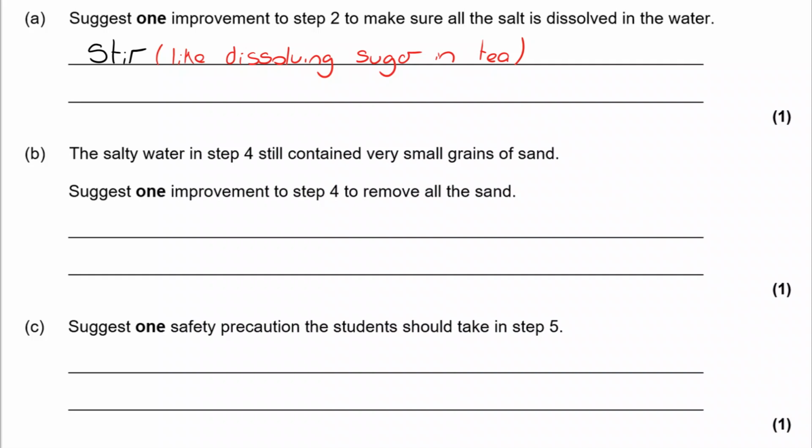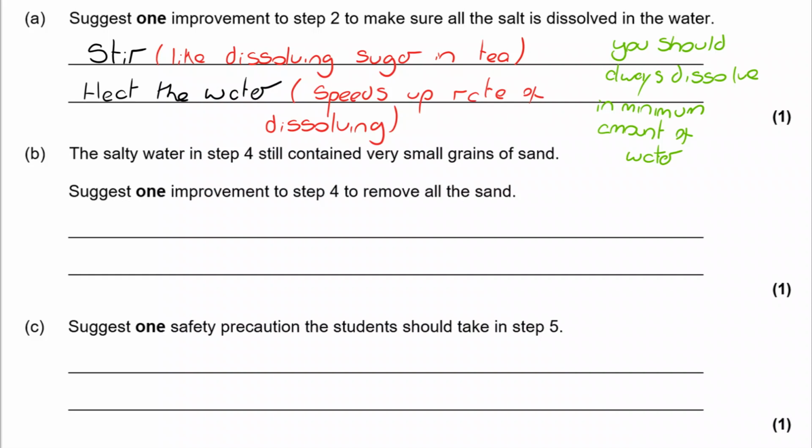The other option is that you could heat the water. You could do it at a higher temperature. And that links to your knowledge of rates of reaction as well, but it would certainly speed up the rate of dissolving. What many people will put down on here is that you could add more water.